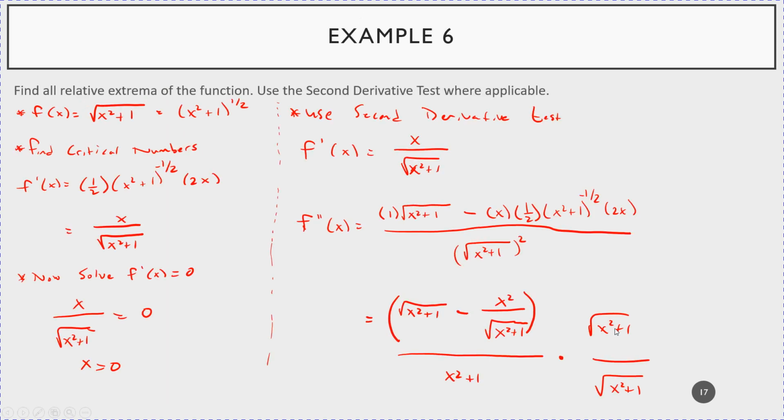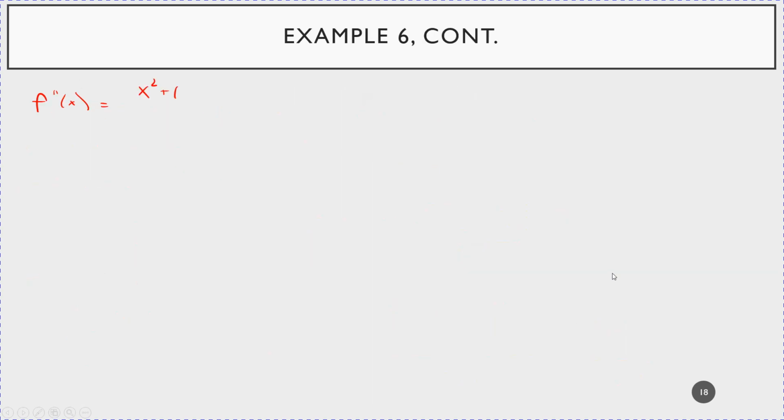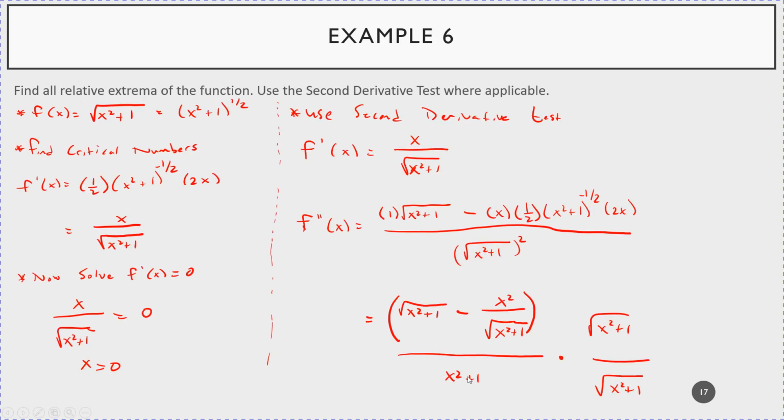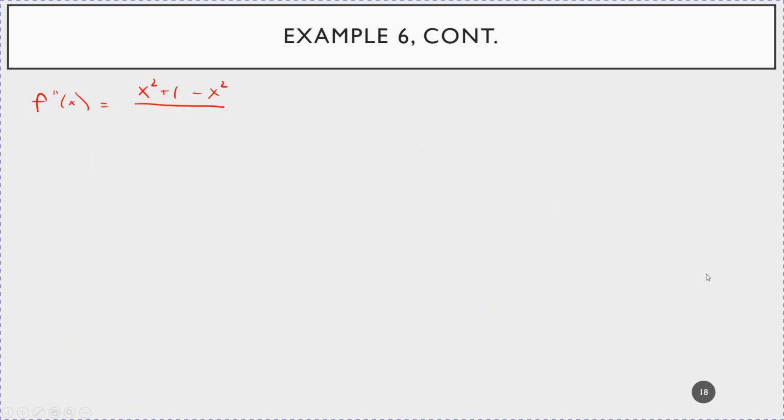Minus, now when you distribute here, they cancel out. The square root of x squared plus 1 and the denominator cancels with this. So you're just left with minus x squared, all over this here, which is to the first power, and then times the square root would be x squared plus 1 to the 3/2 power. And now look what happens here. The x squareds cancel, and you're just left with 1 divided by x squared plus 1 to the 3/2. That's my second derivative.